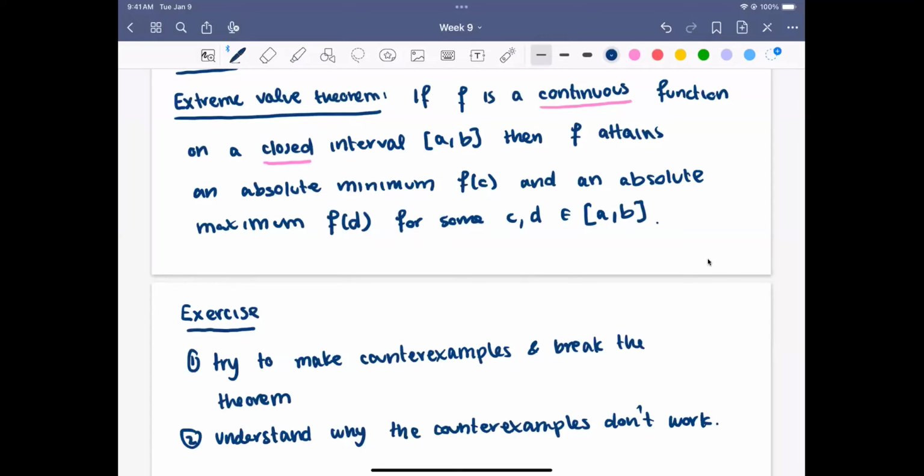Okay, what's an example to show why we need this hypothesis of continuous? Can you think of a function that does not have, say, an absolute maximum, and it's discontinuous and it's defined on a closed interval? Yeah, so here's the request: defined on a closed interval, not continuous, and does not have an absolute maximum.